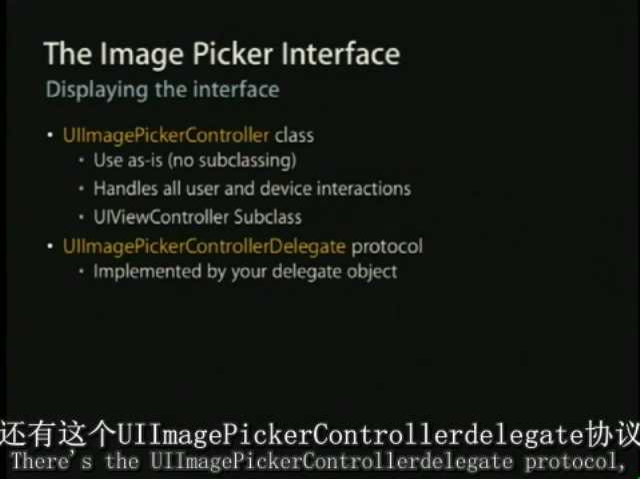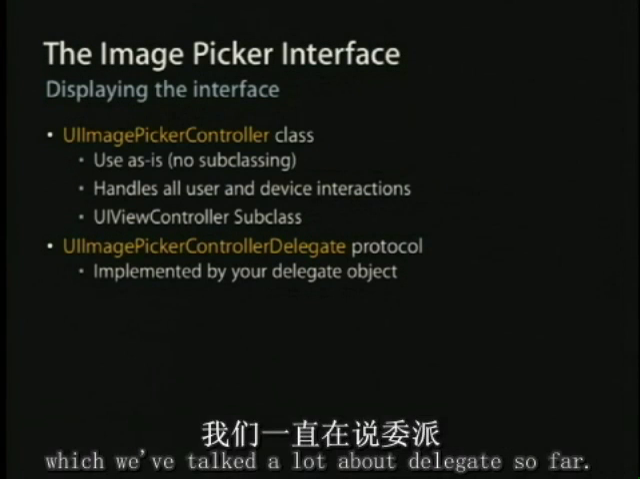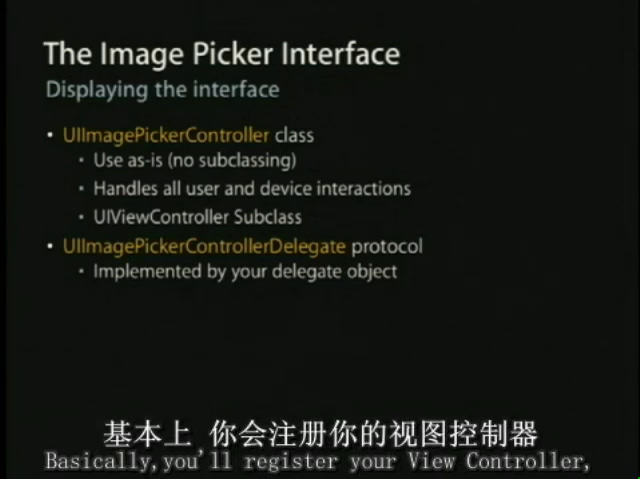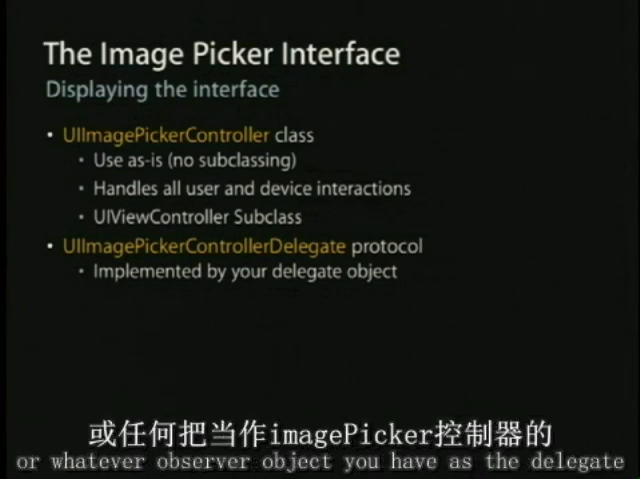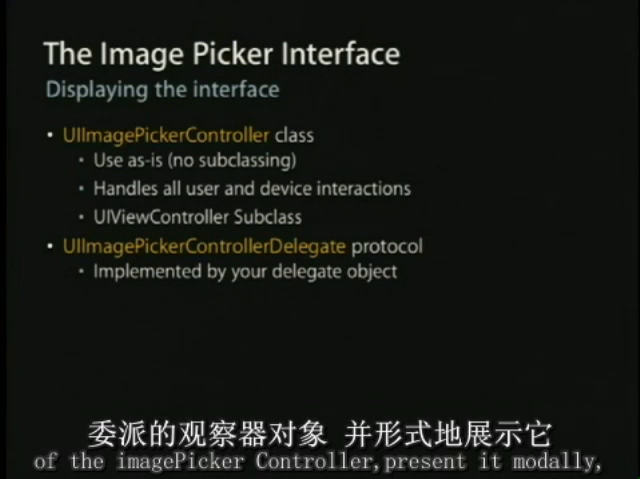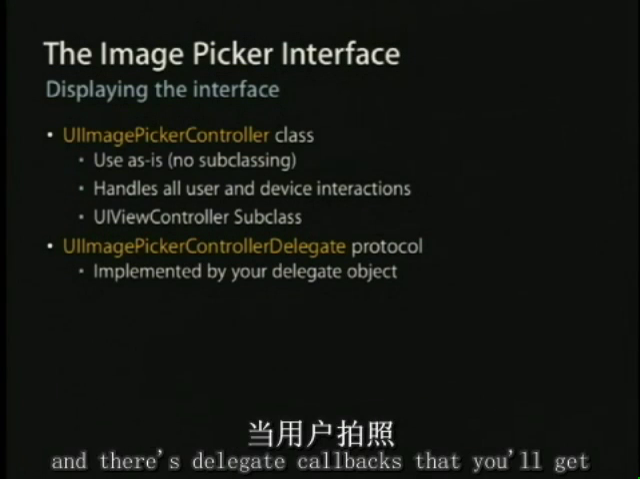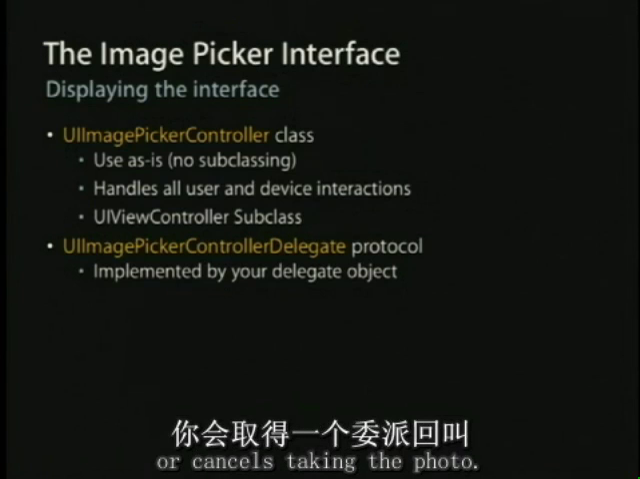There's the UIImagePickerControllerDelegate protocol, and we've talked a lot about delegates so far. Basically, you'll register your view controller or whatever observer object you have as the delegate of the image picker controller, present it modally, and there are delegate callbacks that you'll get when the user either takes a photo or cancels taking the photo.